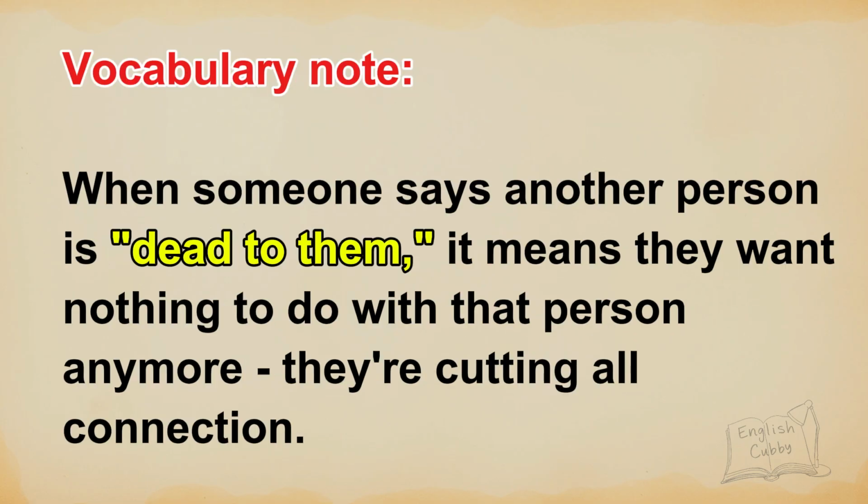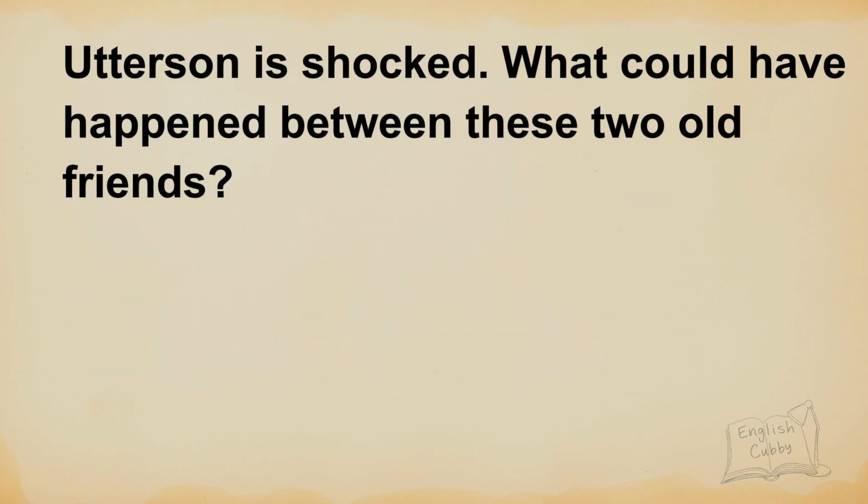Vocabulary note. When someone says another person is dead to them, it means they want nothing to do with that person anymore. They're cutting all connection. Utterson is shocked. What could have happened between these two old friends?